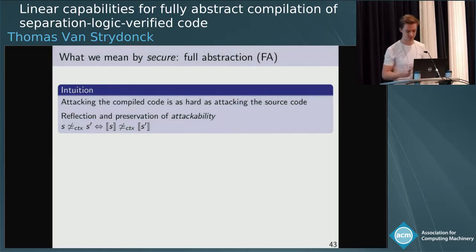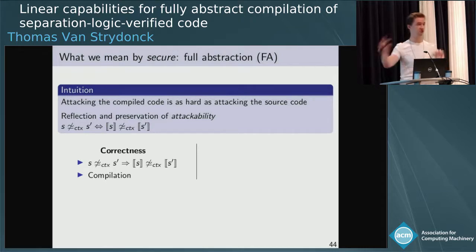at runtime. Slightly more formally, full abstraction is also defined in terms of reflection and preservation of what we could intuitively call attackability. So if we have 2 source components S and S prime, and there exists an attack that distinguishes these 2, there should exist an attack on these 2 if and only if there exists an attack on their compiled versions. And usually full abstraction is split into 2 directions, a correctness and a security direction.